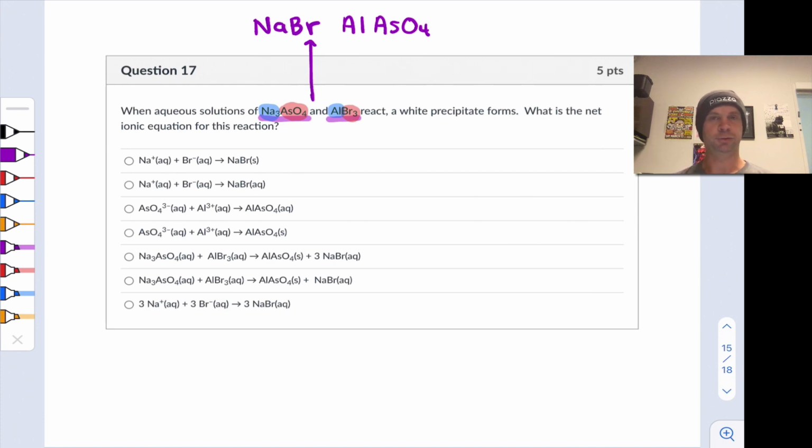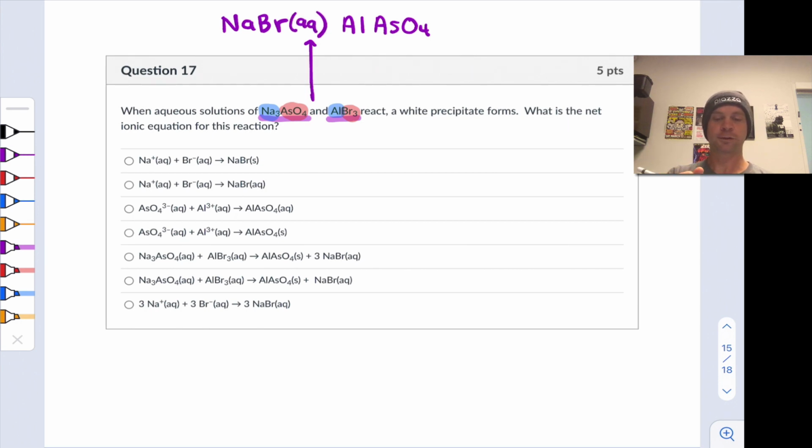NaBr, is that a soluble salt? Well, Na+ is a group 1 cation, Br- is a halide anion. All salts of group 1 cations are soluble. So NaBr is indeed a soluble salt. And so NaBr is going to remain dissolved in aqueous solution in this case.